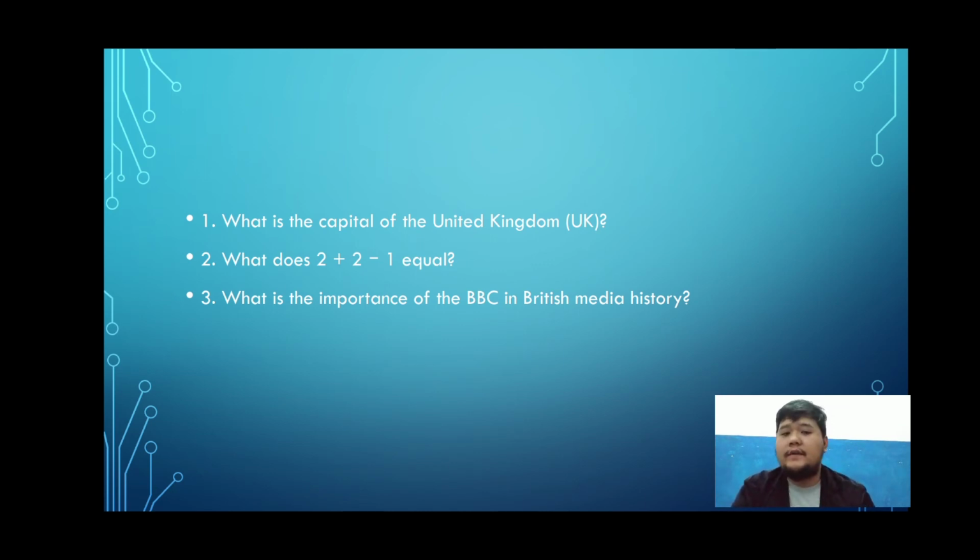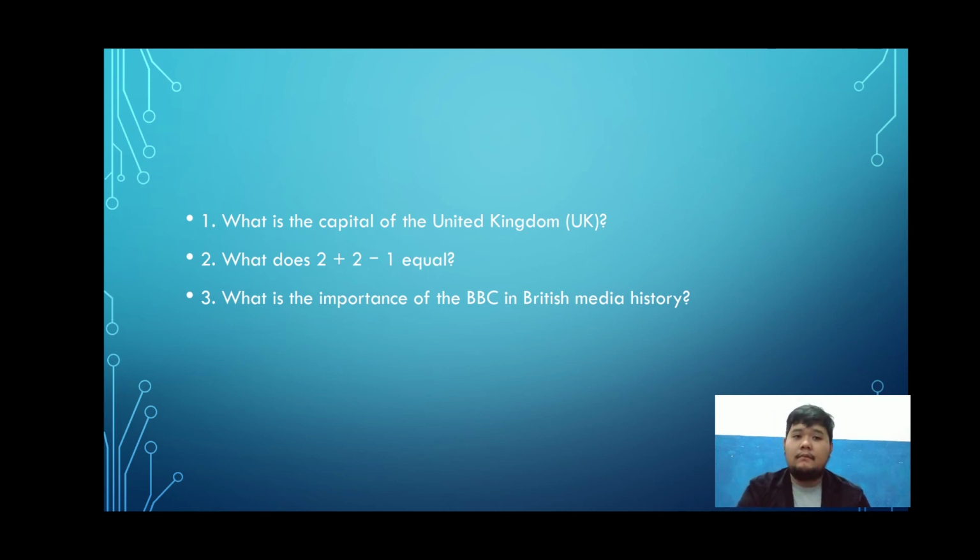And the third question is, what is the importance of the BBC in British media history? This is a complex question for students. The answer of the student requires evidence such as reasons, facts, or many more. And it requires supporting evidence such as facts that come from the government, from the media itself, or opinions from experts.